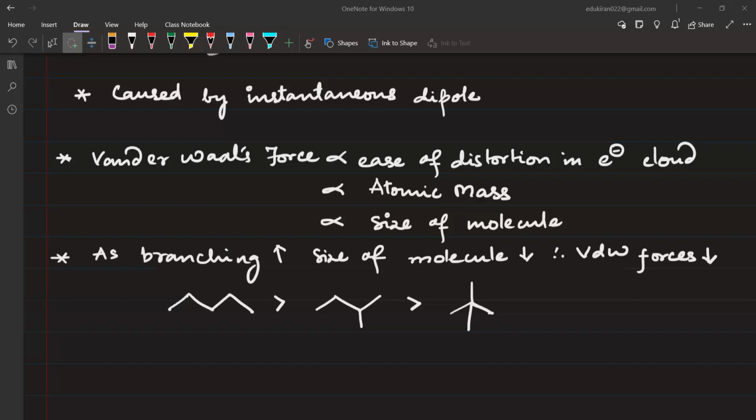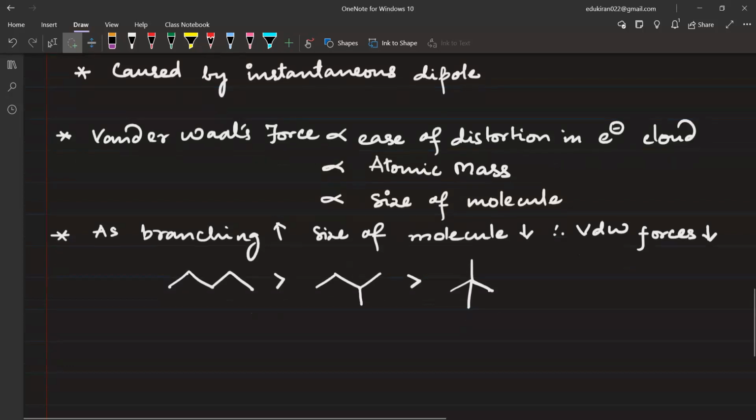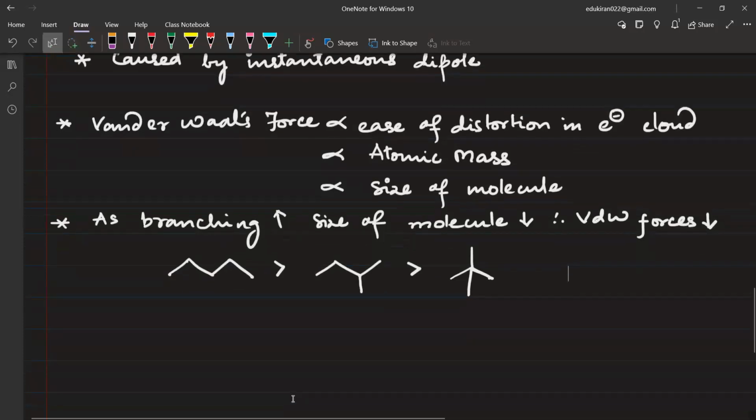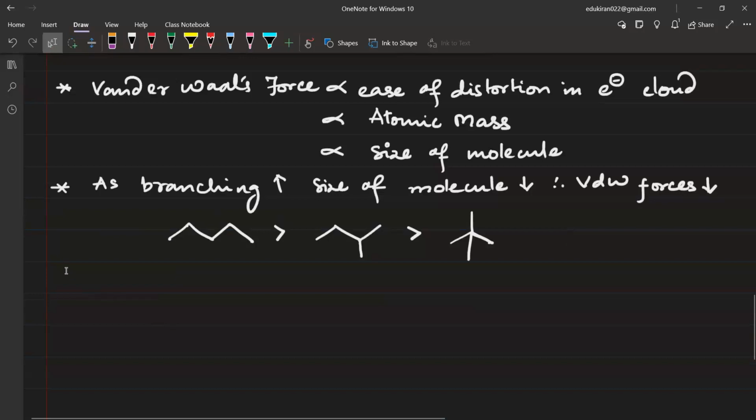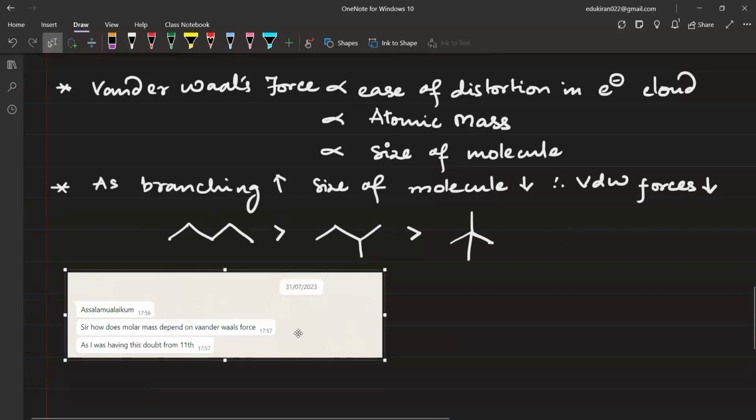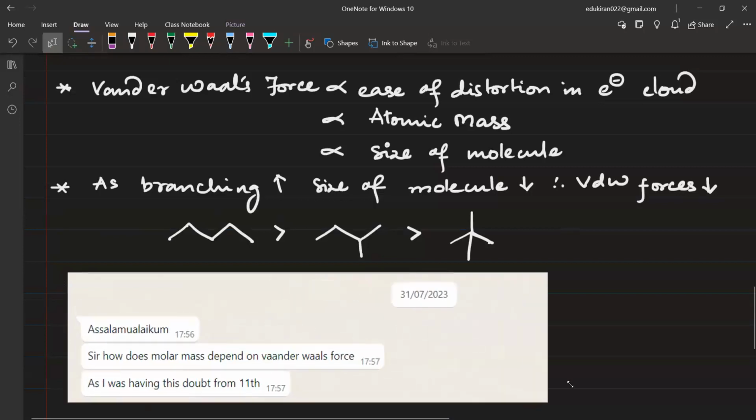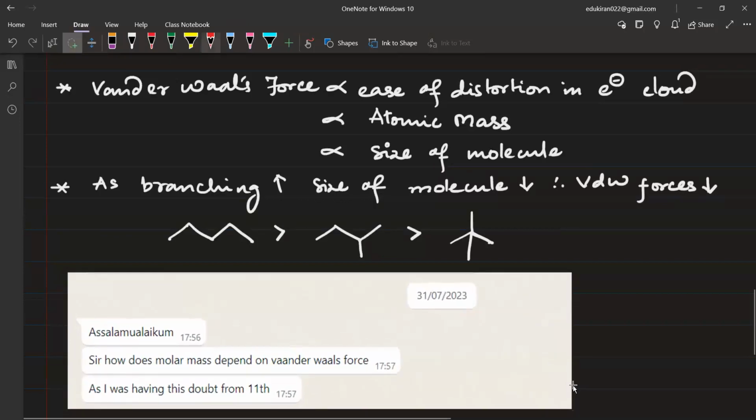Done, sir. See here. Atomic mass, and van der Waals forces, right? All of these things. Now, the student asked something, but he did not write it very properly. Assalamu alaikum, sir. This is recent, that is why I remember. He should have asked it the other way around, sir. How does molar mass depend on van der Waals forces? That's not right. Rather, it should be how is van der Waals depending on molar mass?